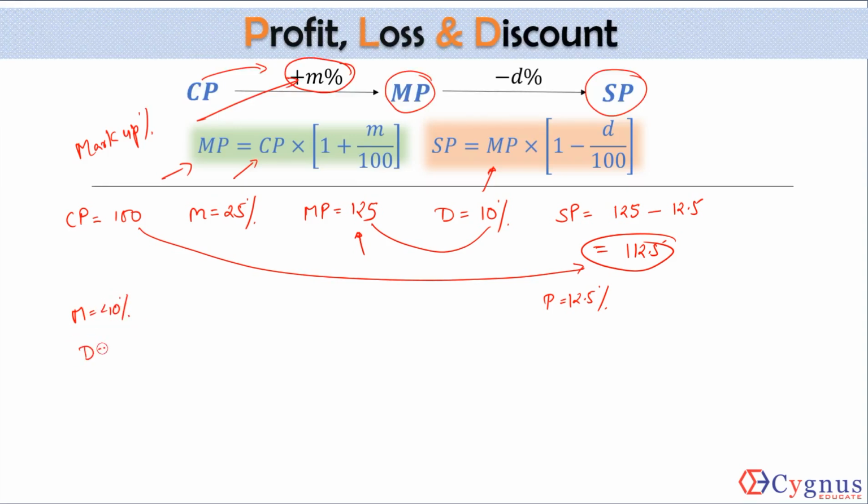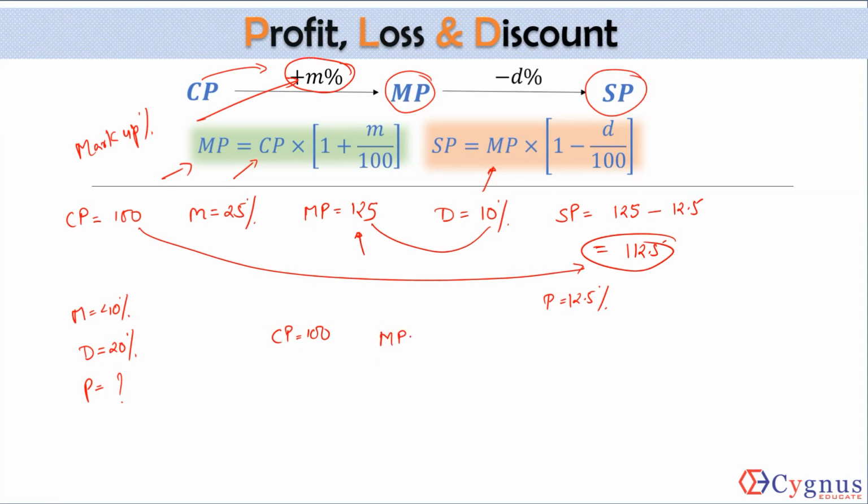Then I allow a discount of 20%. Find the profit first. How do we calculate that? Let's assume that my CP is 100. It's better to take CP as 100. Then markup percent is 40. So I'll increase the CP by 40%.